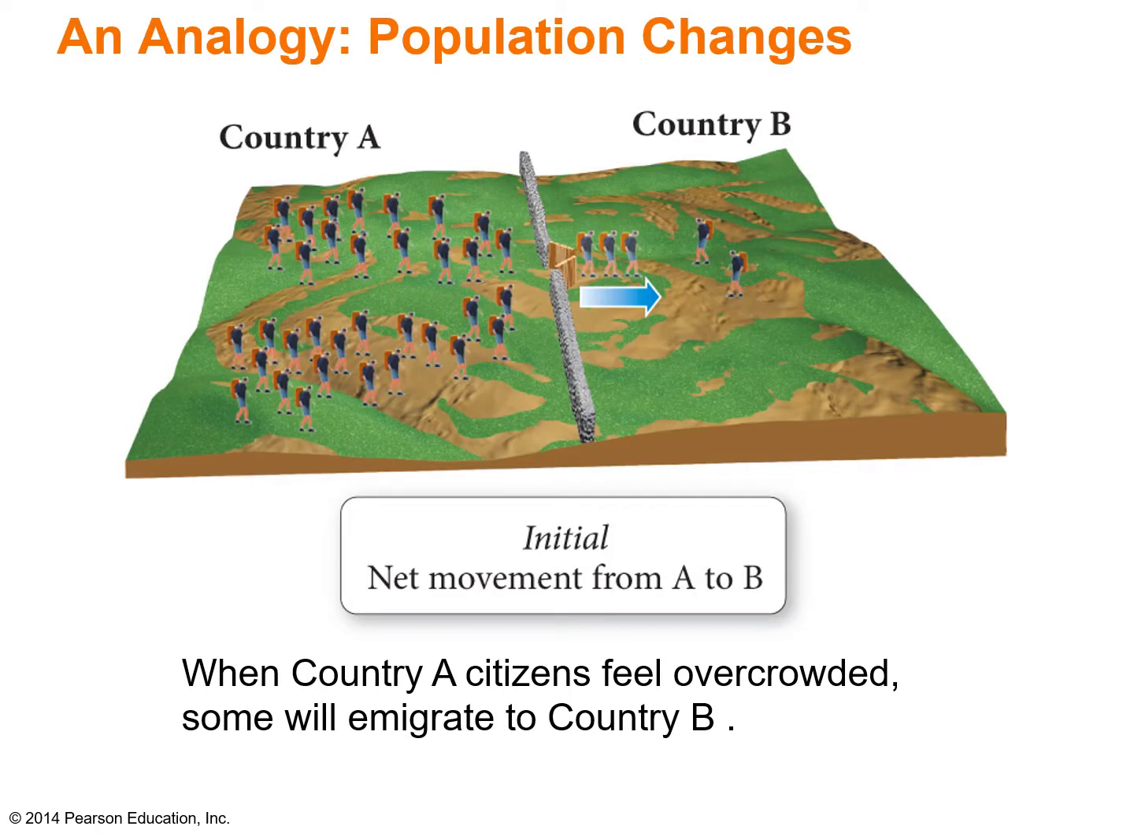A quick little analogy would be comparing this to population changes. So here we have two countries. We have one country with the initial population, right? We're going to consider these the reactants. And we're going to have another country that has the products, right? So initially we do not have as much going on that side. Initially, we have a net movement from A to B, again, reactants to products. There are no products to be able to have a net movement from B to A.